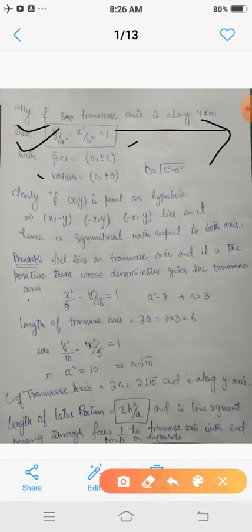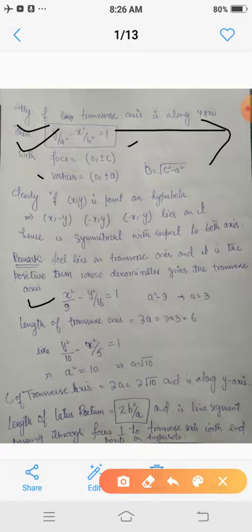Like if we consider here x square upon 9 minus y square upon 16 equals 1, this means that a is 3 and b is 4. Here the coefficient of x square is positive, this means that the transverse line lies on the x-axis. Its length is 2a, that is 6. Coordinates of foci are plus minus c, 0, where b equals root of c square minus a square.